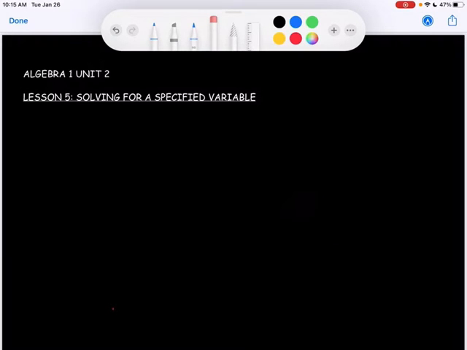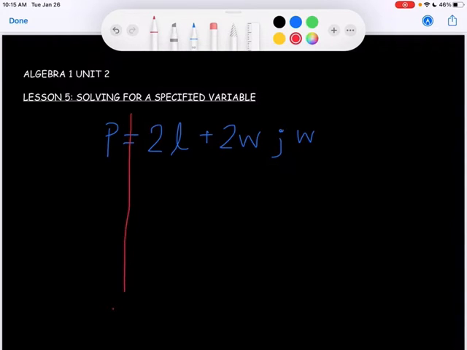All right, let's look at P. This is the perimeter formula for a rectangle. P equals 2L plus 2W. And let's solve for W. We want to get W by itself. So I'm going to draw my vertical line. I want to get this by itself. So I need to get rid of this 2 and this 2L.